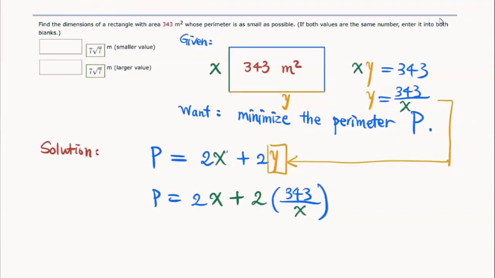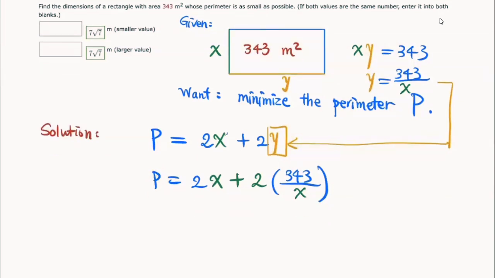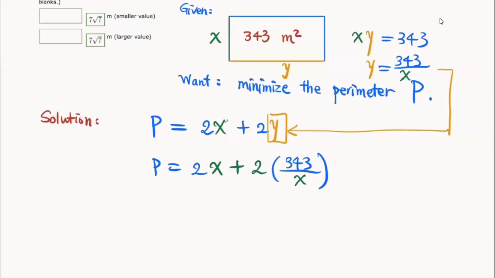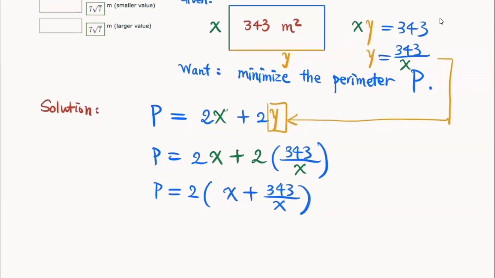Now by doing this, we have expressed the perimeter as a function of x only. Maybe we could simplify this a little bit. One way to do this, you can take out the 2. So we can have P equals 2 times (x plus 343 over x). So that's a function of x.